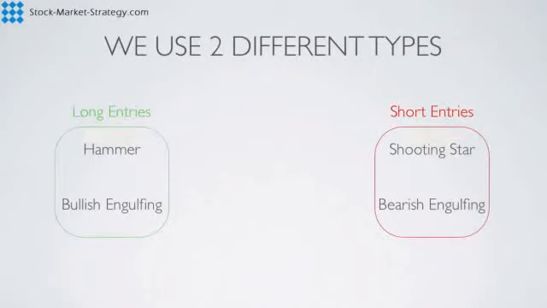So the two different types we use are bullish and bearish, of course. For long entries we got the hammer and the bullish engulfing, and for short entries we're using the shooting star or the bearish engulfing.